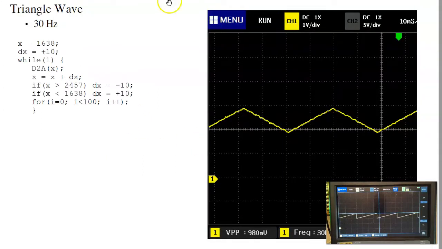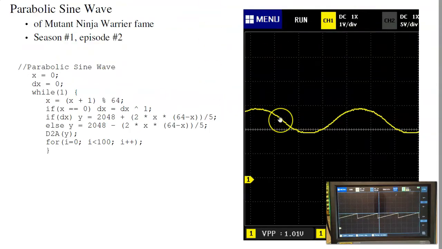Another waveform. If I were to count up, then count down, then count up, then count down, that's a triangle wave. Sine wave. Well, there's a couple ways to do a sine wave. I could use the built-in function sine in MATLAB. The problem with that is sine takes a lot of clocks. I think it takes over 1,500 clocks to implement sine. That really slows it down.